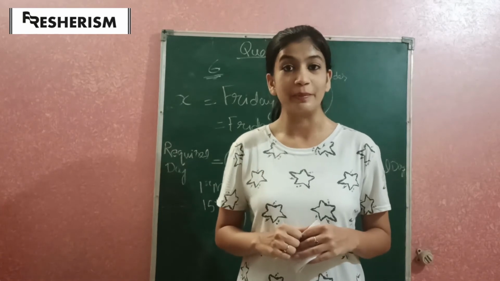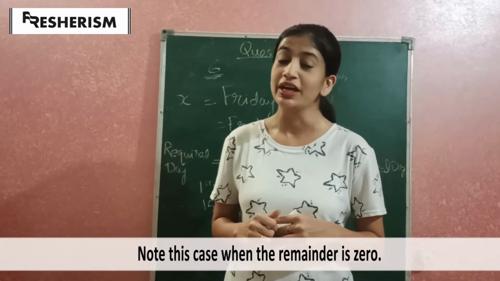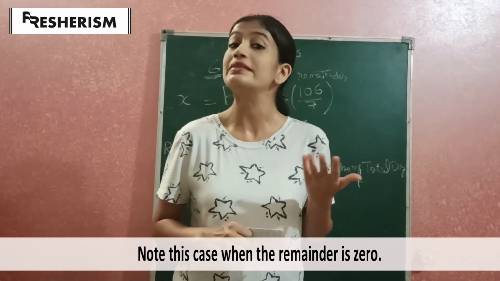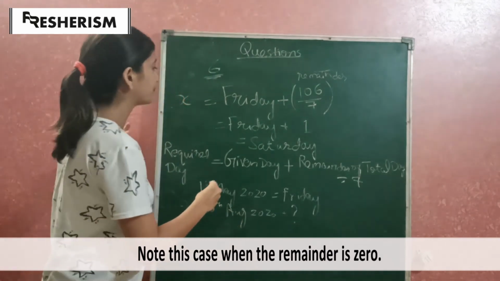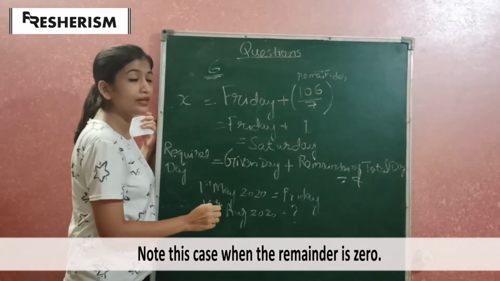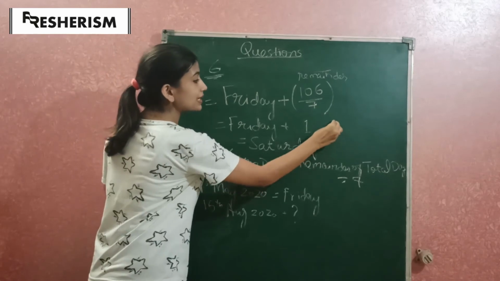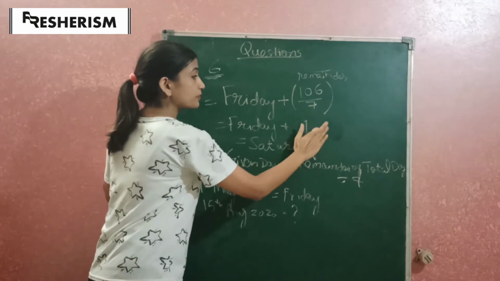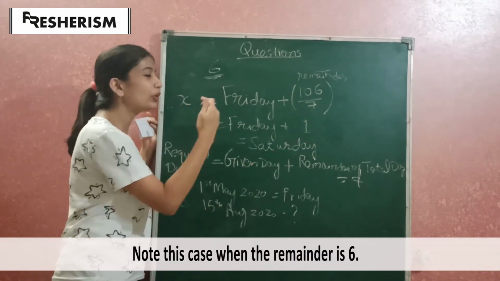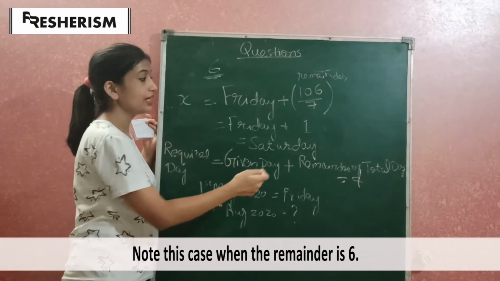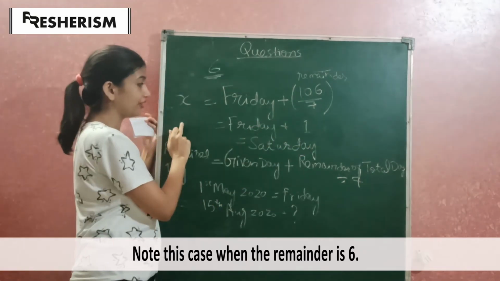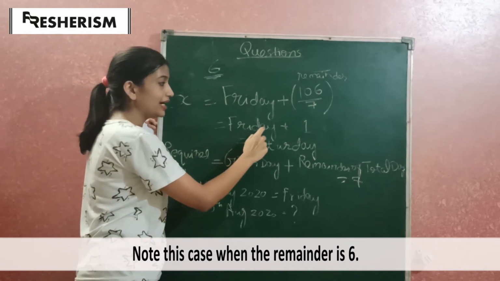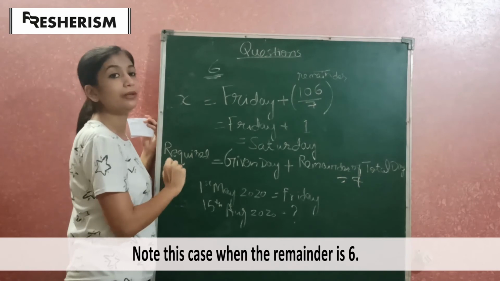When we calculate the remainder in step 2, one thing should be noted. If the remainder is 0, then the asked day or required day will be the same as the given day. Here, instead of 1, if the remainder was 0, then Friday plus 0 would be Friday itself. But if the remainder is 6, you don't have to calculate. There is a shortcut. If the remainder is 6, then the required day will be the previous day of the given day. So Friday plus 6 is Thursday.